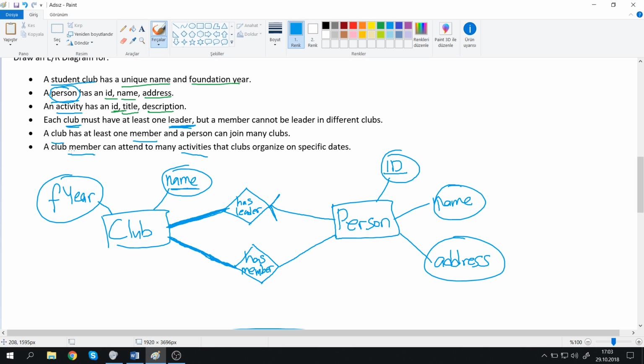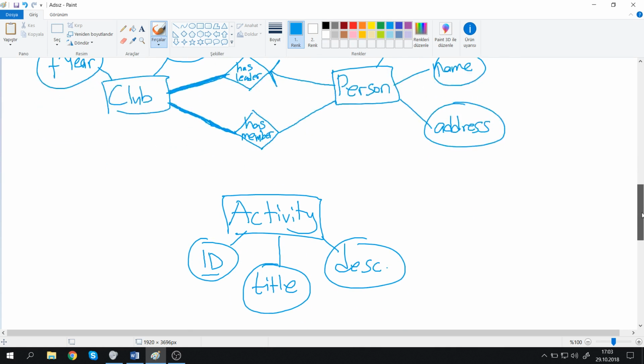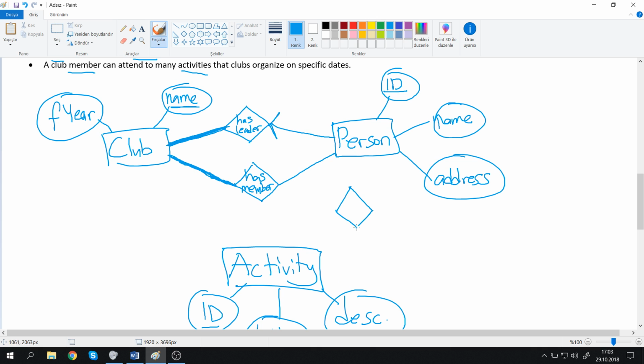And we also have another relation between members. Members are people. Between member and activities, we have another relation. Let's draw that. A club member can attend. So what we are looking for is a relation to show that this person has attended this activity. A club member can attend to many activities that clubs organize on specific dates, and it is not written, but the vice versa should also be true. So what does that mean? For an activity, many people could join, and one person could join to many activities. So it is a many-to-many relation.